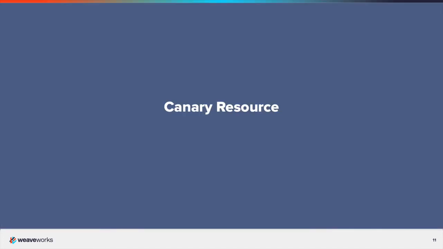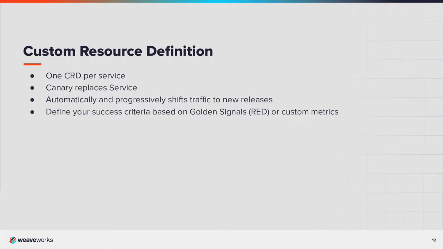Now let's see how all these layers of automation come together. Like all things Kubernetes and GitOps, it's declared in a YAML file. Flagger provides a canary custom resource definition. This replaces the usual service definition that is paired with the deployment. The canary definition specifies the success criteria and how the traffic is split during rollout.